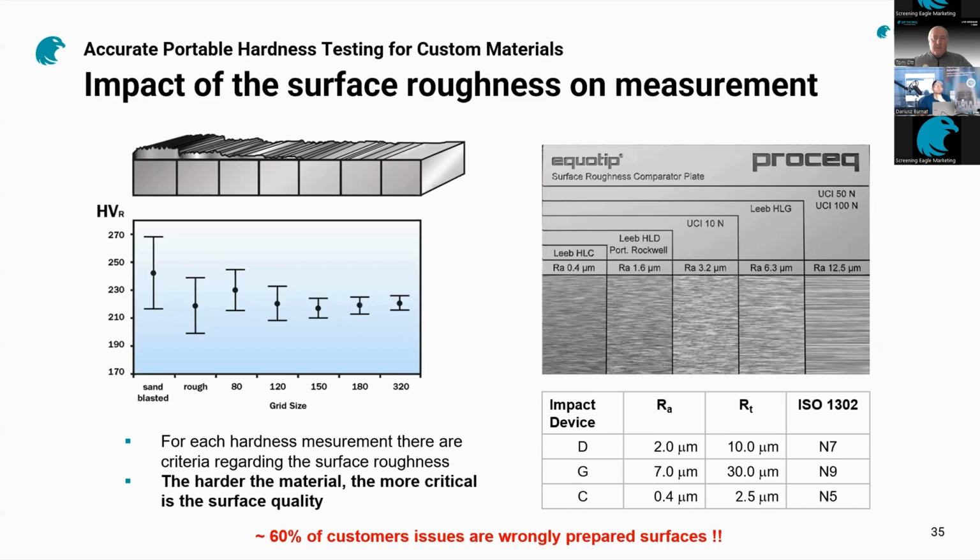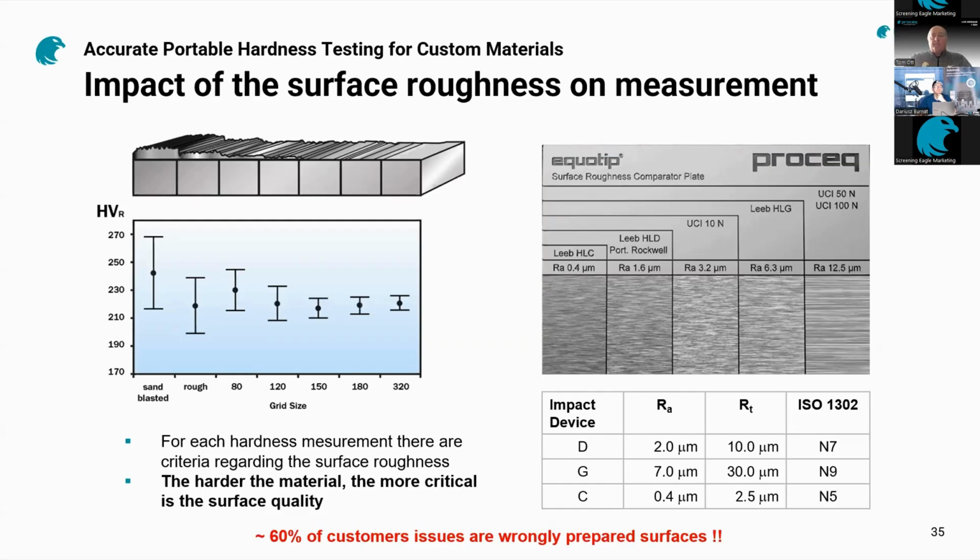Okay. Oh, and then there was a correction to the previous question. The reporting was actually HLDC, so that would be hardness Leeb with the DC impact device. The DC impact device is a Leeb D device with the loading tube removed. It makes it shorter so you can insert it into restricted areas like boreholes and so forth.